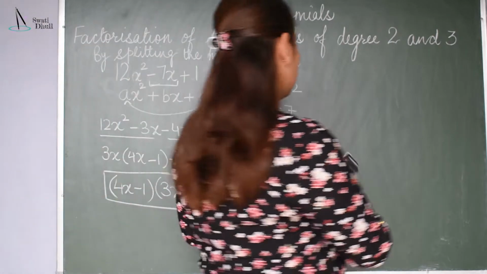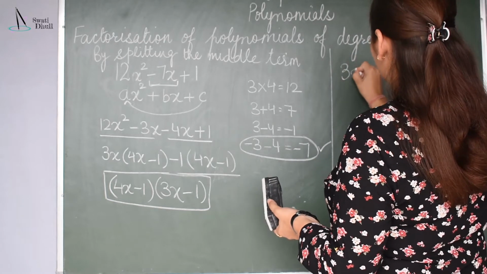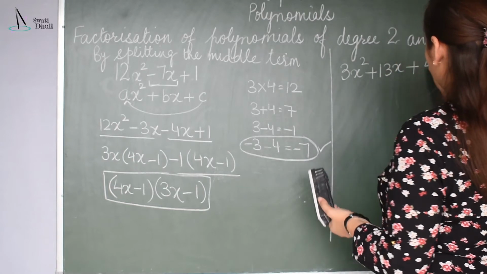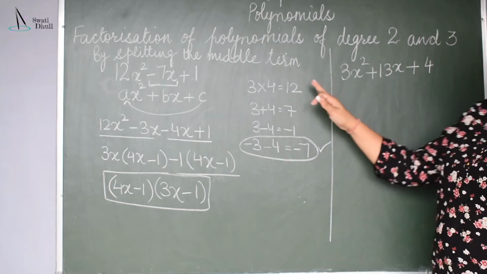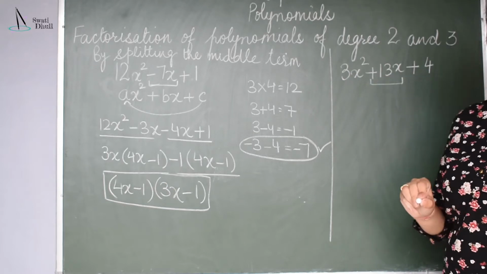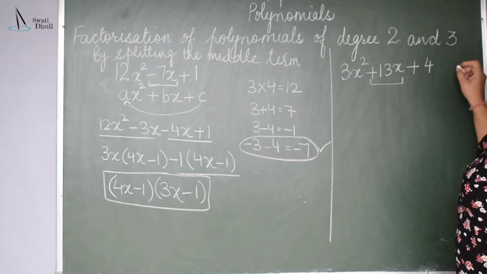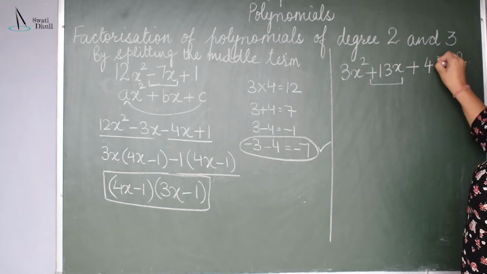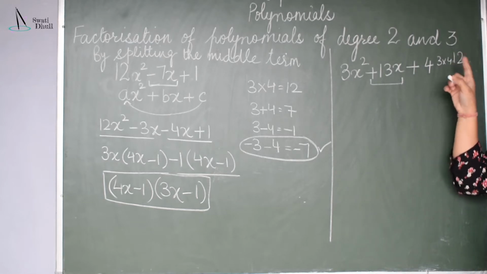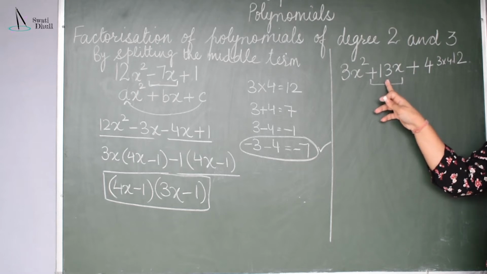Let's take one more example. 3x square plus 13x plus 4. Same method we'll use by splitting the middle term. So what I have to do, I have to split this 13x. Now see, c is 4, a is 3. So 3 into 4 is 12. Now I have to make the factors of 12 such that if you will add them or subtract, you will get the value of b, that is 13.